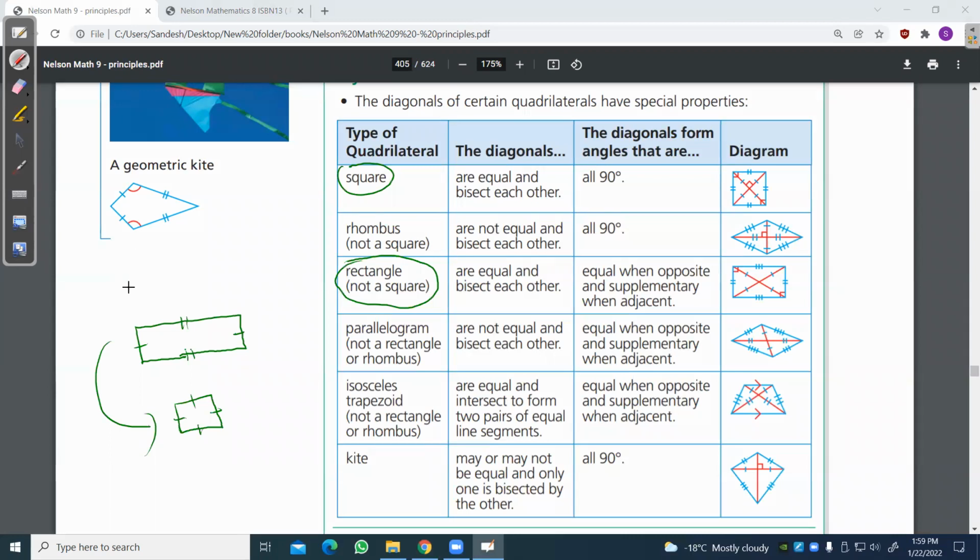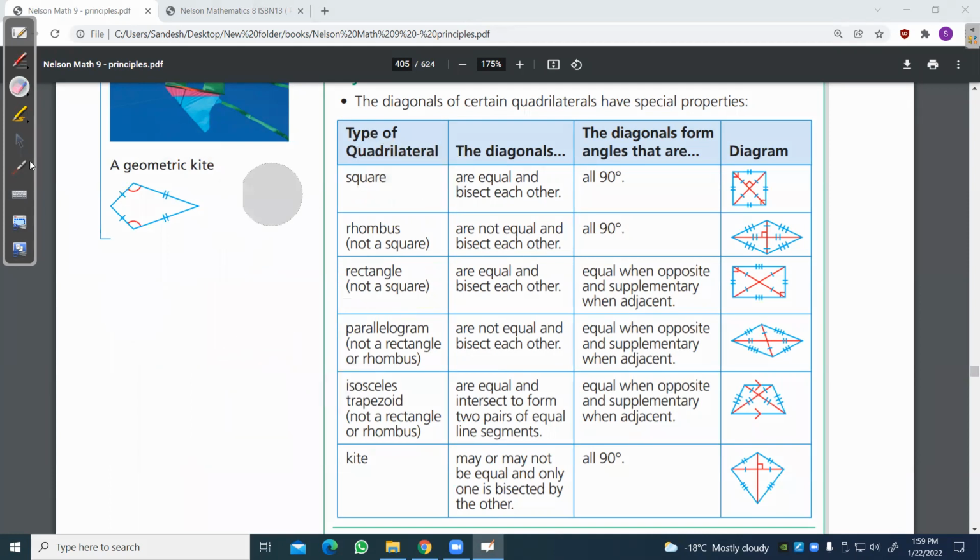What's a parallelogram? It looks something like this. Again, the sides don't have to be equal. This side is equal to this, but this side is not equal to this. And more importantly, every angle is 90 for a square and rectangle, but for parallelograms, none of them are 90s. Okay, so that's the main shape.